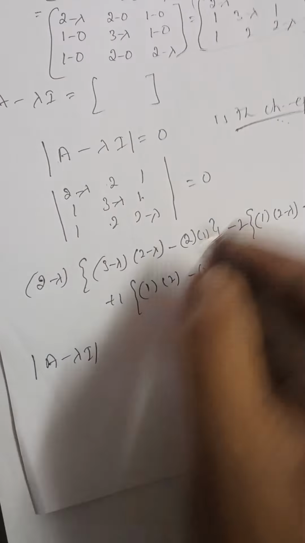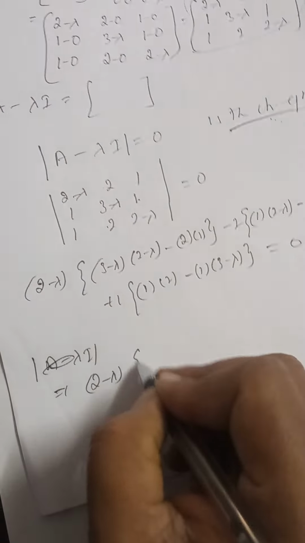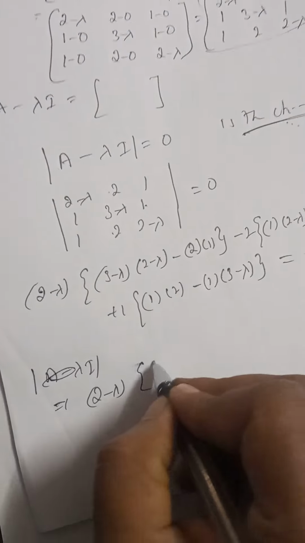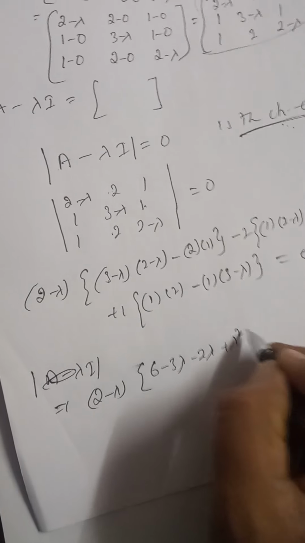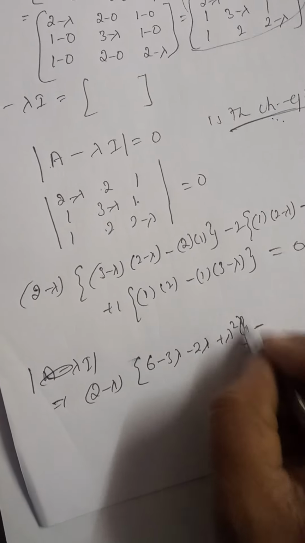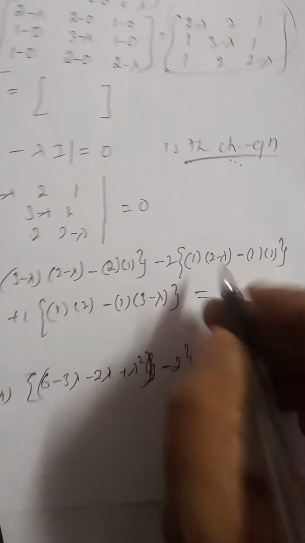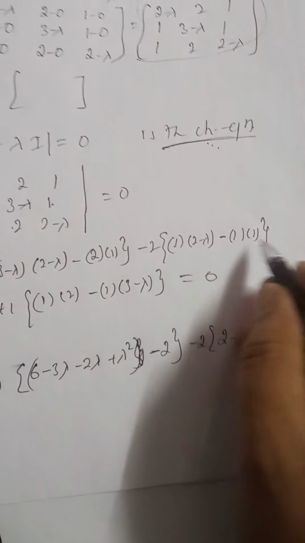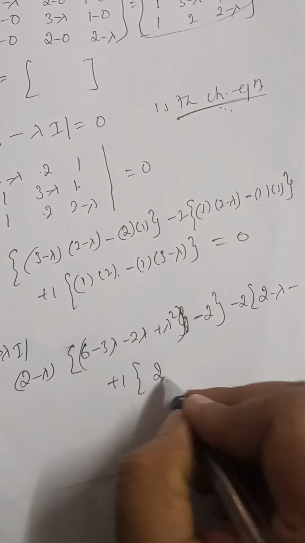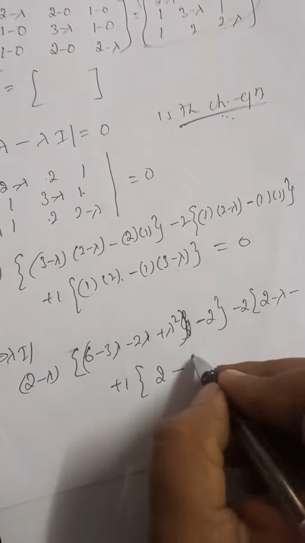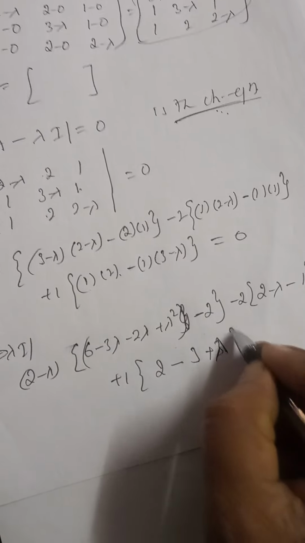The determinant of A minus lambda I, you know this one, is equal to 0. I am writing 2 minus lambda into, multiplying this one, 3 2s are 6, minus 3 lambda, minus 2 lambda plus lambda square. Minus 2 into (2 minus lambda) is 2 minus lambda. 1 into 1 is minus 1. Plus 1 into, 1 into 2 is 2, minus 1 into 3 is 3, 1 into minus lambda is plus lambda.